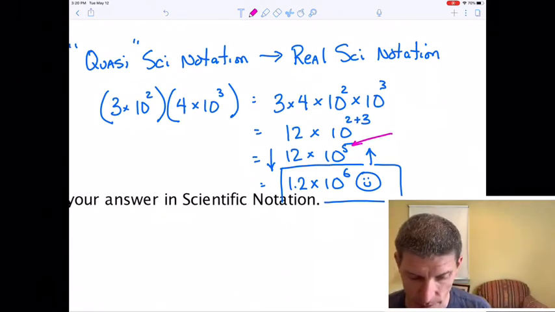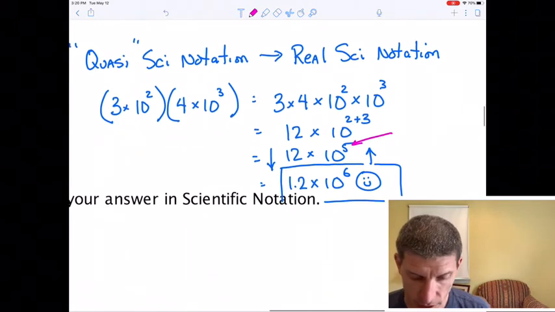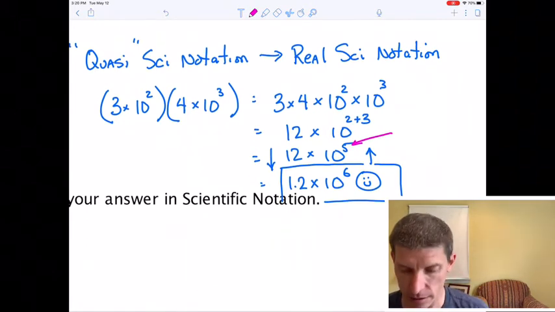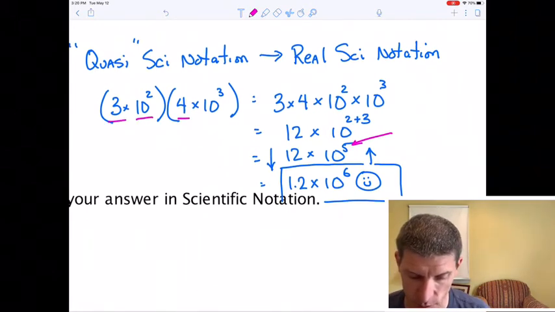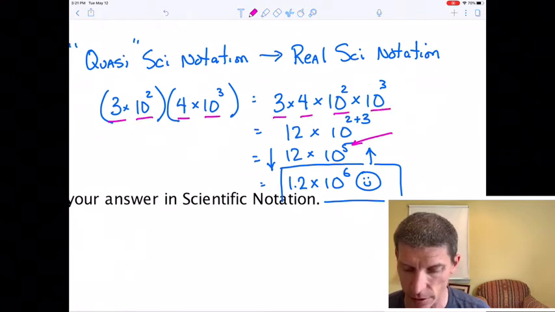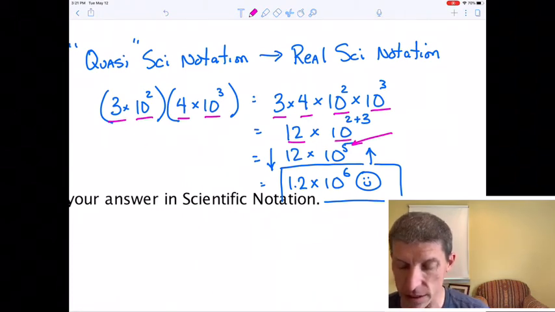So check out this problem. I have a multiplication problem. 3 times 10 to the second, 4 times 10 to the third. So I take 3 times 4 times 10 to the second times 10 to the third. There it is. 3 times 4 is 12. 10 to the second times 10 to the third is 10 to the 2 plus 3. There's those exponent rules again.